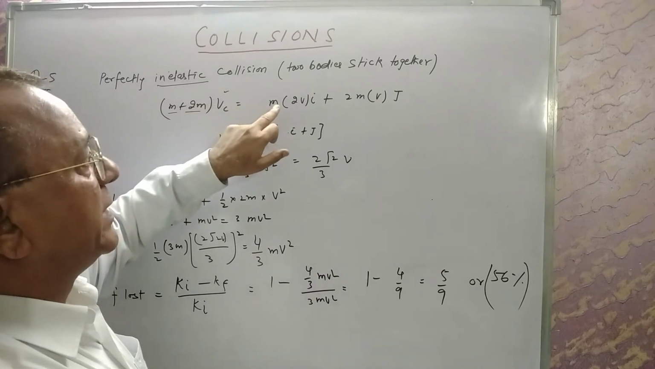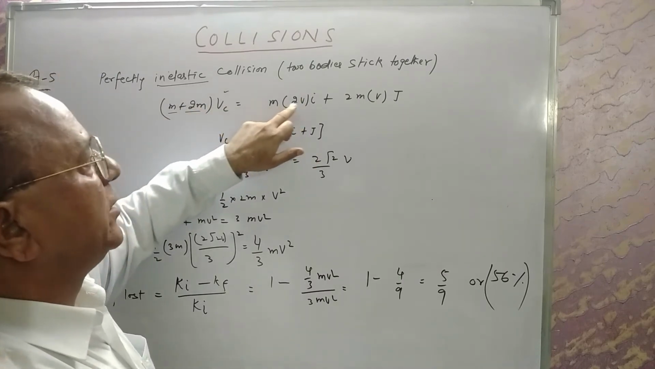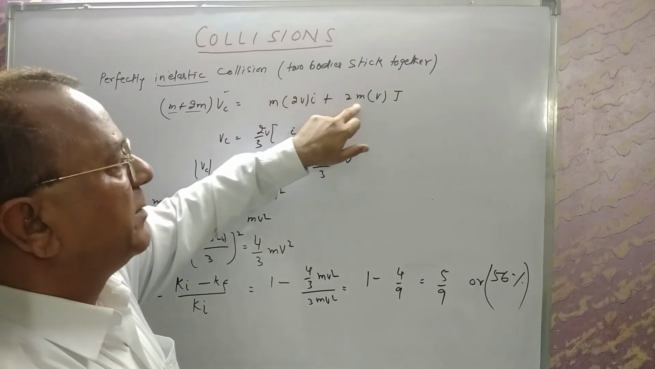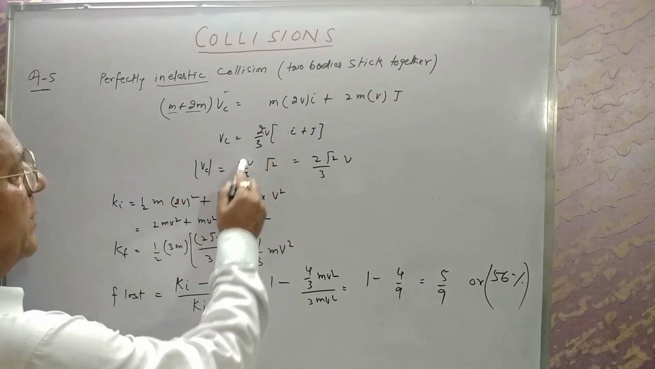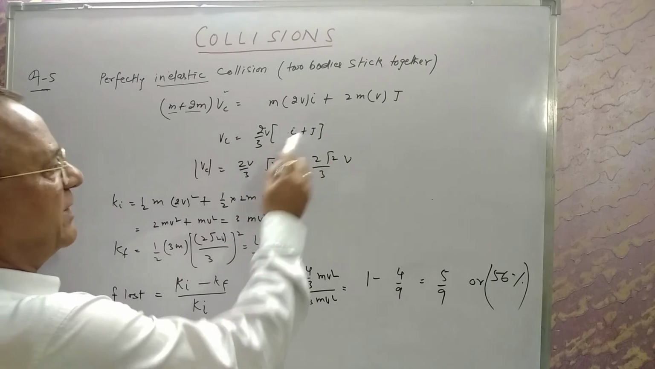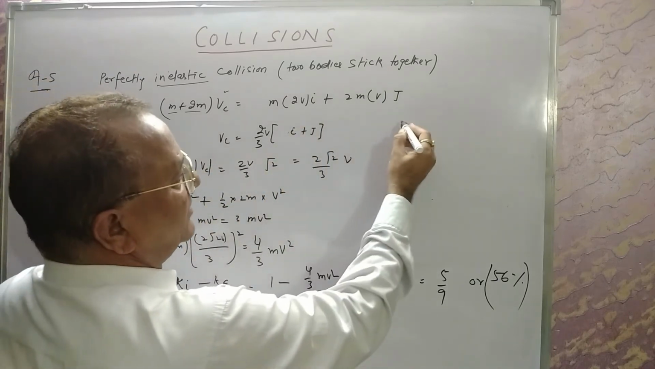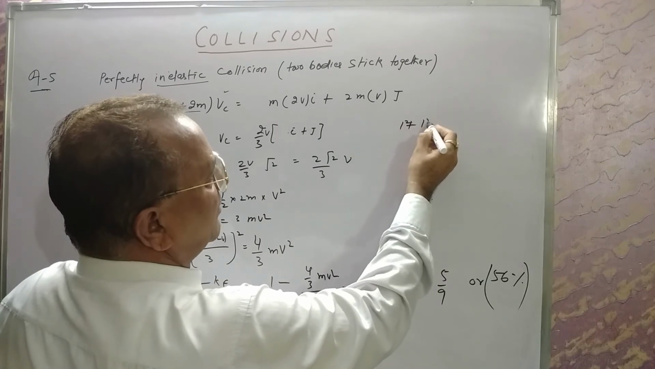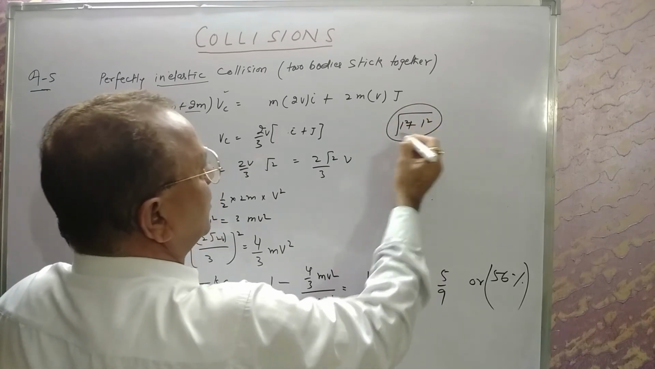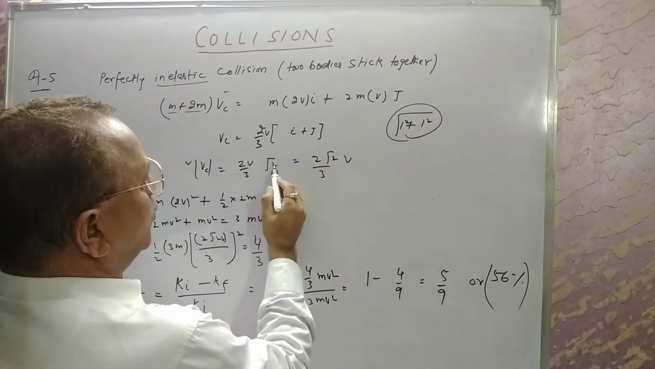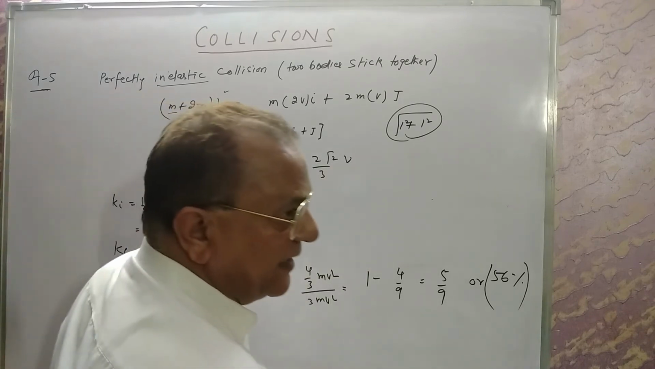Then initial momentum in vector form is m into 2v i plus 2m into v j. This comes out to be 2 by 3 v (i plus j). If you find the magnitude of i plus j, it is the square root of 1 square plus 1 square, that will give you root 2. So the answer will be 2 root 2 by 3 v.